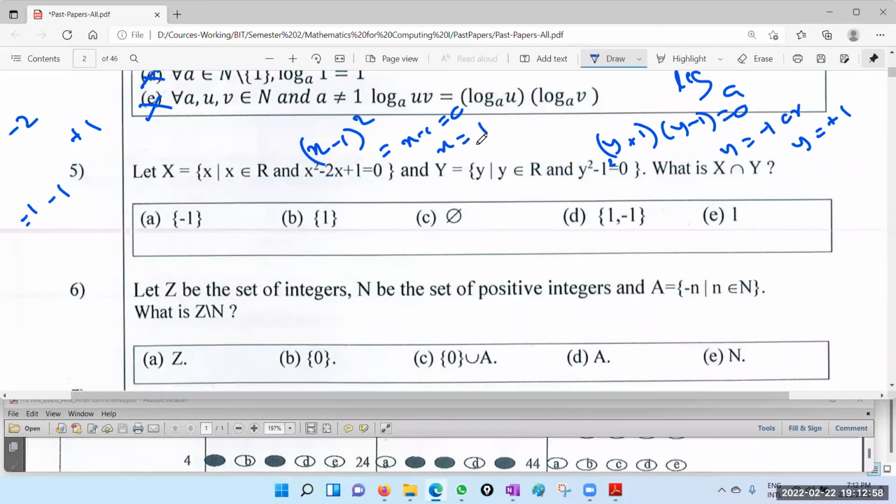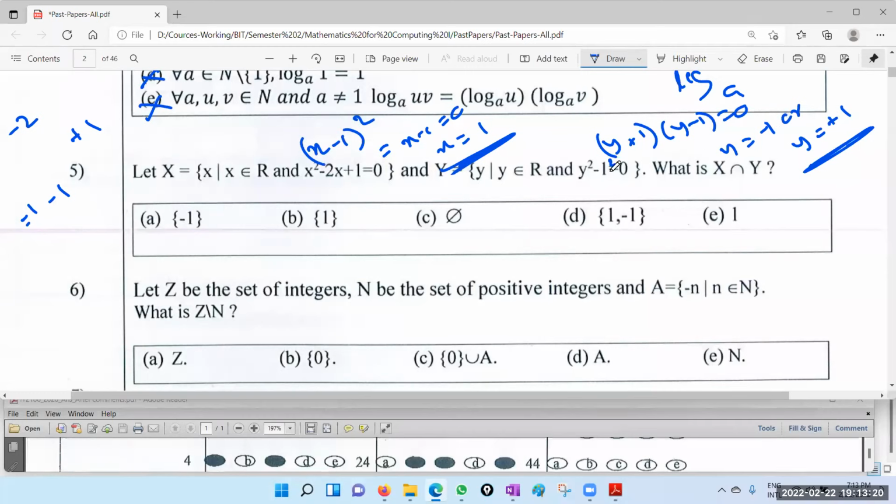x equal 1. So don't get fooled by seeing that they are x and y. They are ultimately the numbers. So therefore the common one we need belongs to both. So that is 1. So the answer is, this is a set containing 1, and this is a set containing minus 1 and plus 1.